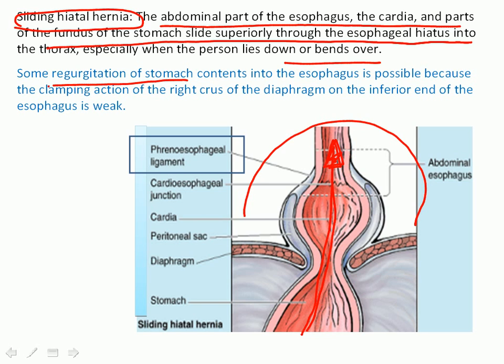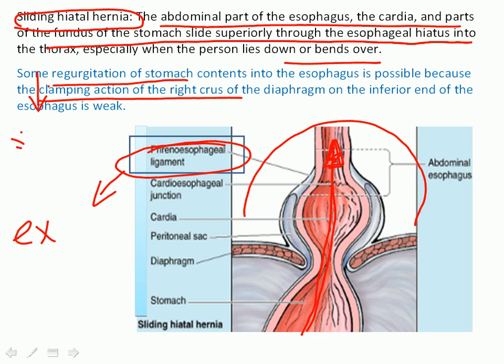First of all, it's a decrease in the clamping action of the right crus of the diaphragm on the inferior end of the esophagus. A second reason is extension or stretching of the phrenoesophageal ligament, the ligament connecting the diaphragm with the gastroesophageal sphincter area.